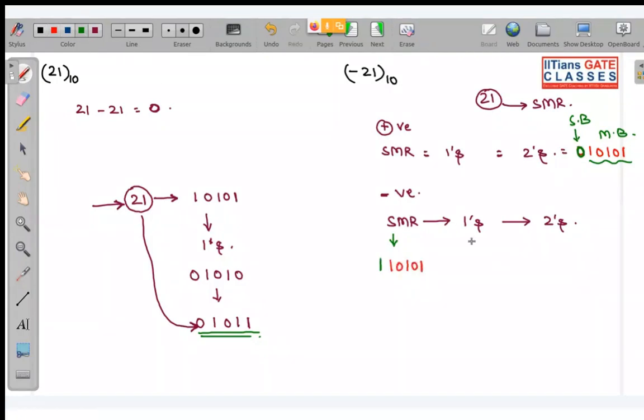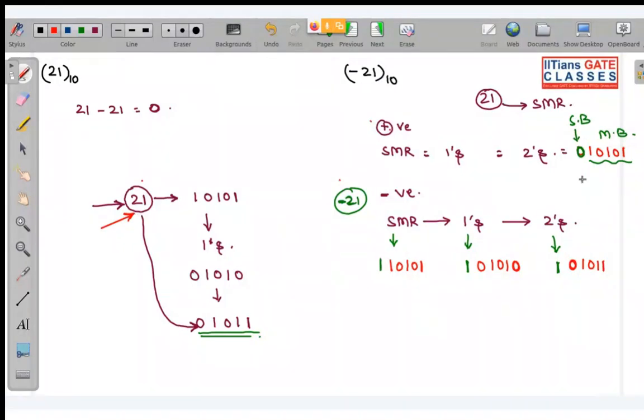In 1's complement it will be 1, and this will be 0 1 0 1 0. In 2's complement, for minus 21, it will be 1, and to this I need to add 1. So that will be 0 1 0 1 1. Okay, so there is a difference in these three things. This is a normal number without any sign magnitude representation. These two are represented in sign magnitude representation.